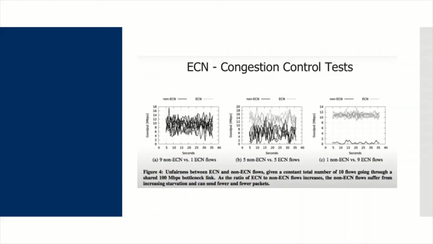In the third test, we compare 9 ECN flows and 1 non-ECN flow. Now we can see a huge difference where the one non-ECN flow is starving and has almost no goodput, but the 9 ECN flows are using all of the bandwidth. This shows that as the ratio between ECN flows and non-ECN flows increases towards more ECN flows, the goodput of non-ECN suffers.